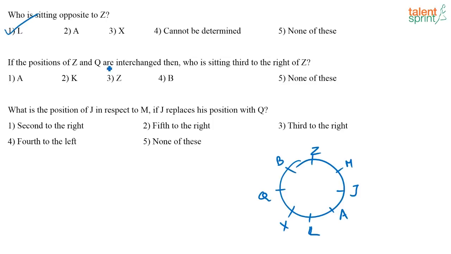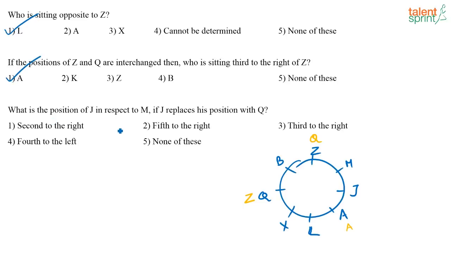If the positions of Z and Q are interchanged, then who is sitting third to the right of Z? If we interchange the positions of Z and Q, what will happen? Z will come here, Q will come here. Now, who is sitting third to the right of Z? In this case, A will be sitting third to the right of Z. So for the second question, the correct answer is A.